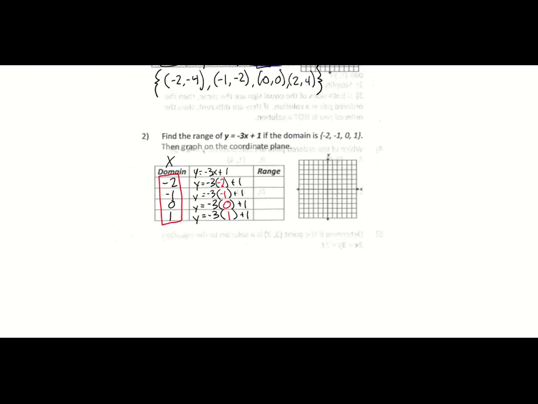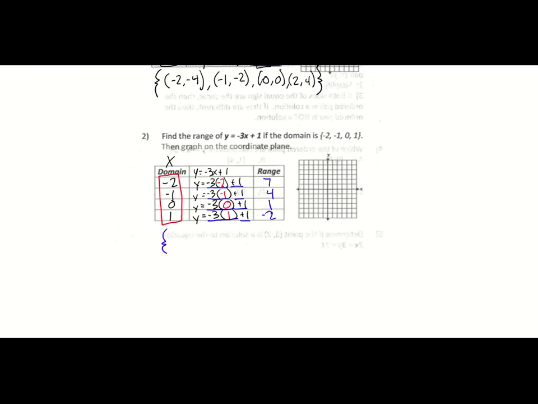I can figure out -3 times -2 gives me 6, plus 1 is 7. And you can type these into your calculator too. You have -3 times -1 is 3, plus 1 is 4. -3 times 0 is 0, plus 1 is 1. And -3 times 1 is -3, plus 1 gives me -2. So now I have all my domain and my range values.